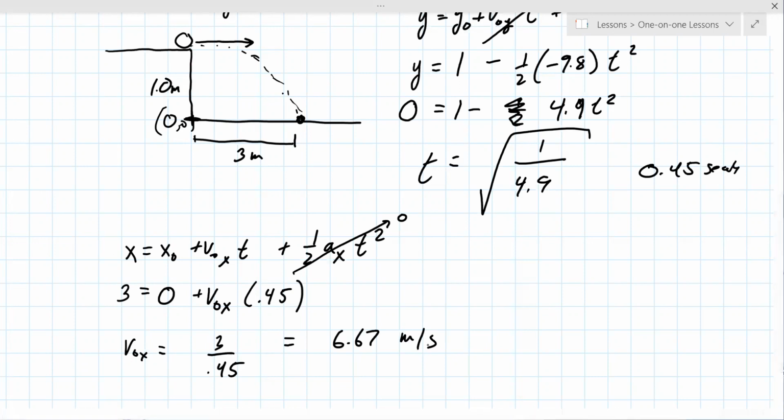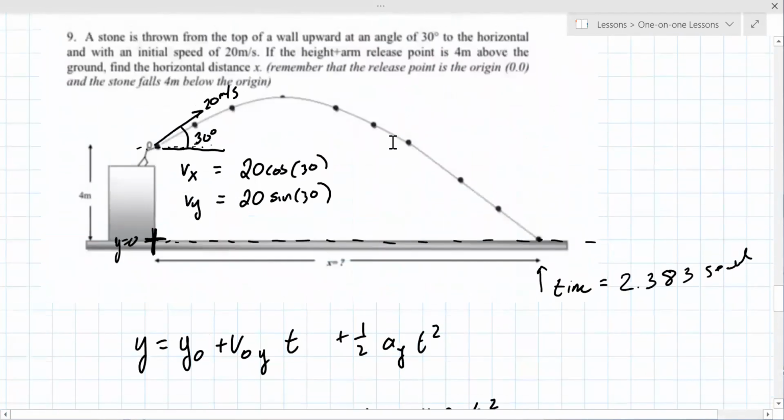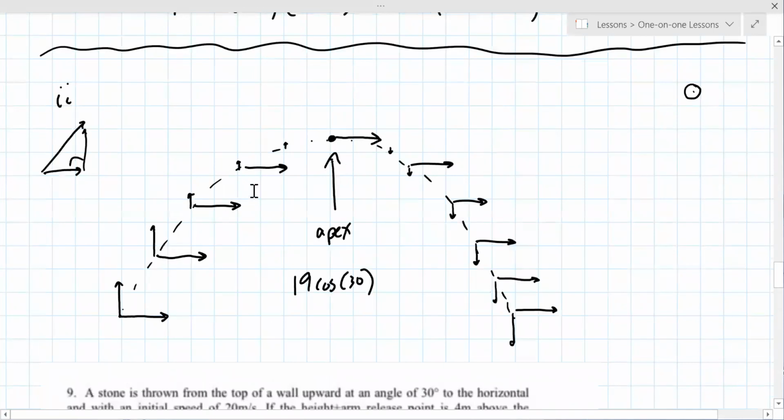What is the vertical velocity of the ball? Let's do part D next. Remember I showed you this picture up here with the arrows going out to the right. What did I say about the size of these arrows? Do you remember?